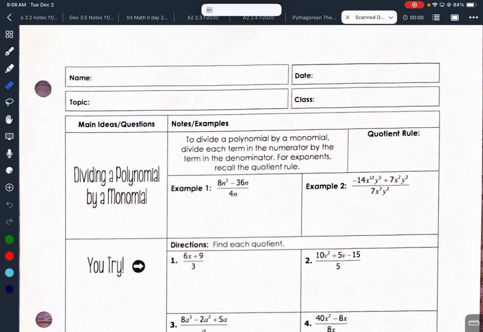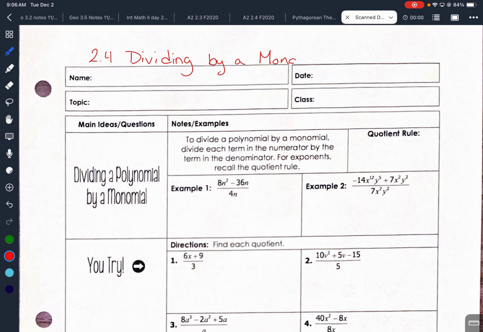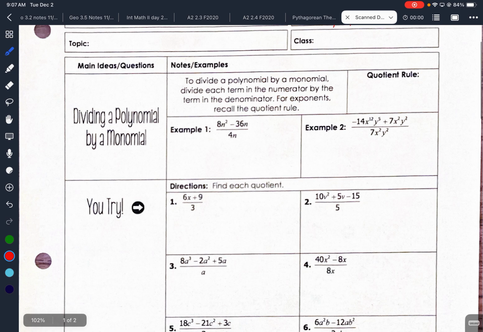Okay, so 2.4, dividing by a monomial. Okay, so some things we need to remember.